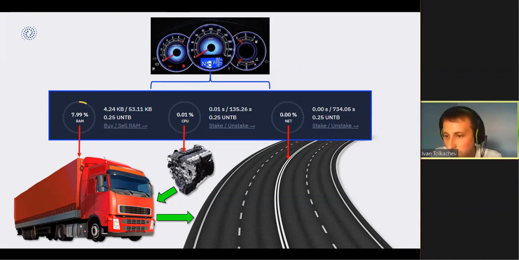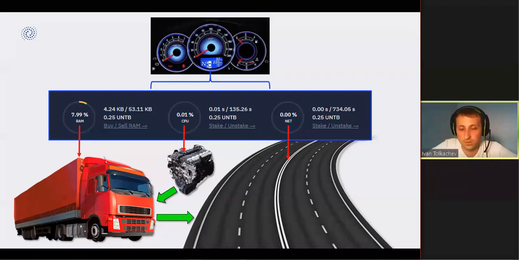Let's compare it to a truck. You have a truck to transport some valuables. The more valuables you have, the higher the capacity of your truck should be. And in case the capacity of your truck is not enough, you may not transport all your valuables in one go. Quite similarly, the same applies to RAM. If the memory on the blockchain is not enough, then you won't be able to carry out your transactions.